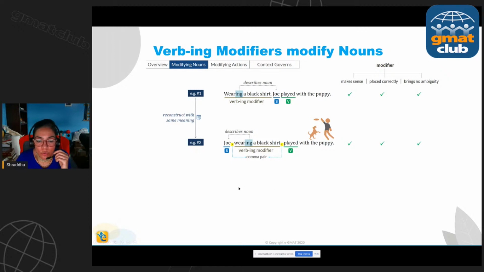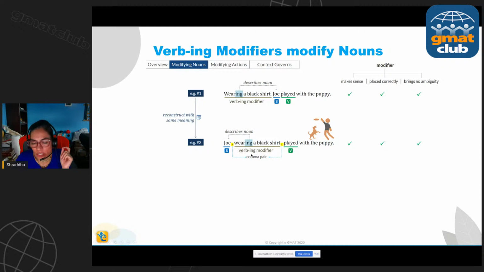Now let's do a little bit of shuffling over here. Let's just change the structure of this sentence a little bit. What we did here is that we started the sentence with the subject and then we placed the modifier in between the subject Joe and the verb played. Now, when we did so, we added two commas, one before the modifier and the other after the modifier. And when we do so, we enclose this noun modifier between two commas.